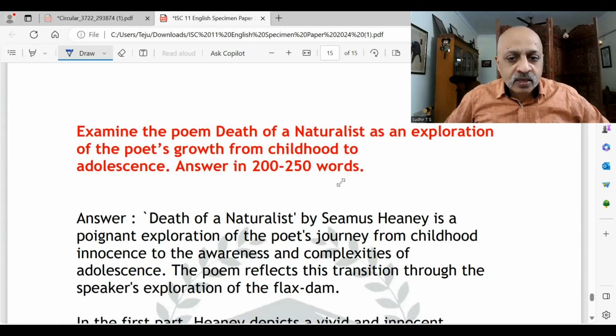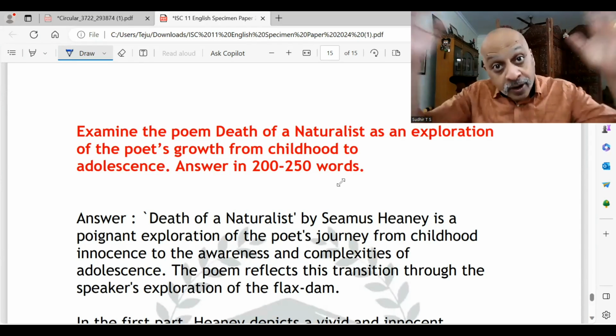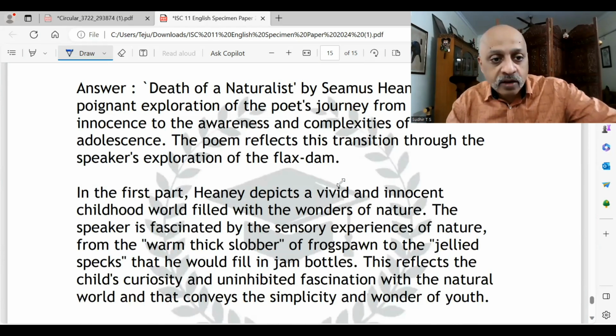Death of a Naturalist by Seamus Heaney is a poignant exploration of the poet's journey from childhood innocence to the awareness and complexities of adolescence. The poem reflects his transition through the speaker's exploration of the flax dam. Okay, that's where he sees all the frogspawn and later on the angry frogs.